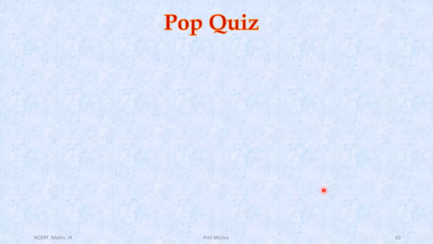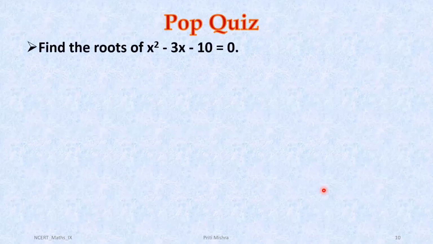Now get ready for the pop quiz. Our first question is, find the roots of x square minus 3x minus 10 is equal to 0. So this is a quadratic equation and you have to find out its roots. Just use the method of splitting the middle term. Yes. Get ready with your answer. So it's time to tell you the answer. Answer is minus 2 and 5.